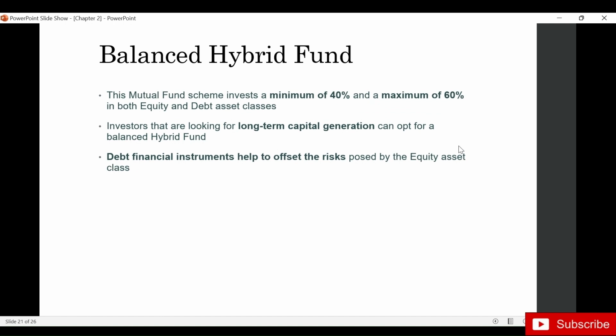Moving on to the next category of hybrid fund, we have balanced hybrid fund. So the balanced hybrid fund scheme invests a minimum of 40% and maximum of 60% in both the equity and debt classes. So you can consider it to be a 50-50 investment in equity and debt. Investors who are looking for long-term capital generation can opt for balanced hybrid fund. Here the debt instruments will help you to offset the risk posed by the equity asset class.